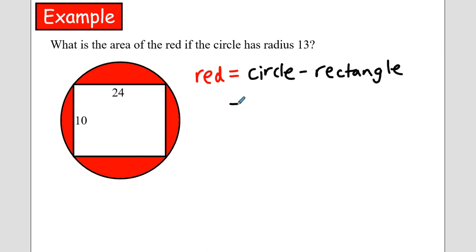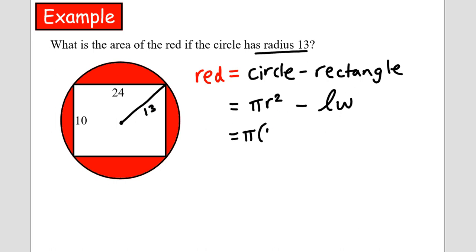Let's write down our formulas. The area of a circle is pi times its radius squared. The area of a rectangle is length times width. Now I fill in. Pi times the radius of the circle is 13. So that means the distance from here to there is 13. So pi times 13 squared minus, it doesn't matter which one you call length and width, it's just a matter of perspective. Say this is 24, and then this is 10, and then you just run the calculation.